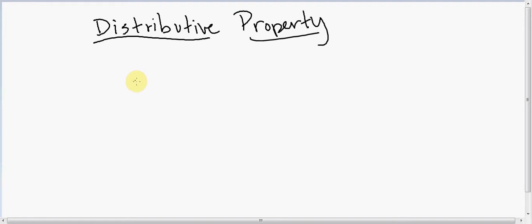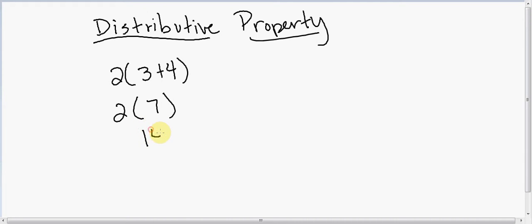Let me show you an example with numbers first, just to show you that it actually works. You probably wouldn't use the distributive property in an example like this, but it does demonstrate how it works and that it is effective. So let's say that we had 2 times the quantity 3 plus 4, and we wanted to know what that was worth if we simplified it. Okay. Now if you're following the order of operations, you're going to work in the parentheses and you're going to get 7.